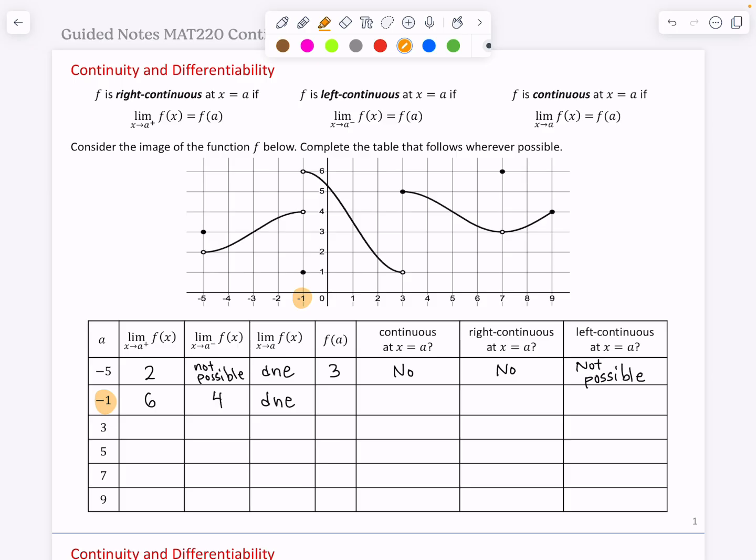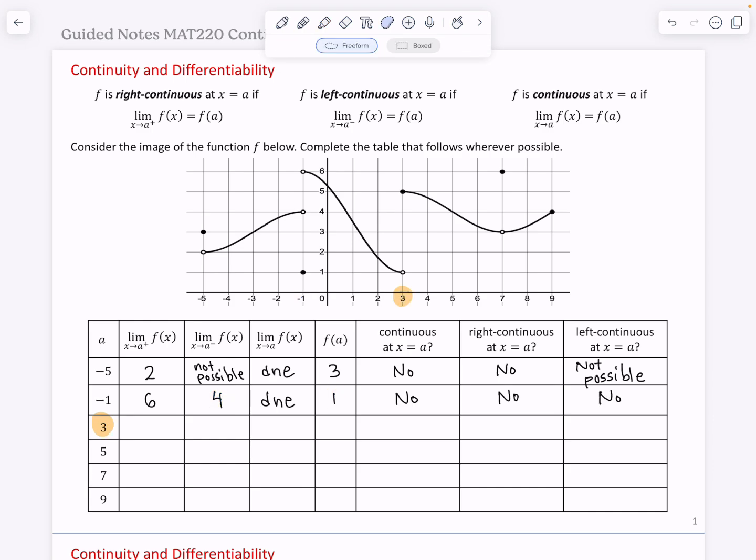Now, what is f of -1? Well, that's where the actual point is. And so this function actually outputs a 1 when x is -1. So now we get to say, is f continuous at x equals a? Well, the two-sided limit does not exist. So this statement up here can't be true. So we'll say no. Is f right continuous? Well, to be right continuous, we need the right-sided limit and the y-coordinate to match, which they don't. So we'll say no. Is f left continuous? We would need the left limit and the y-coordinate to match, which they don't. So we'll say no for this as well.